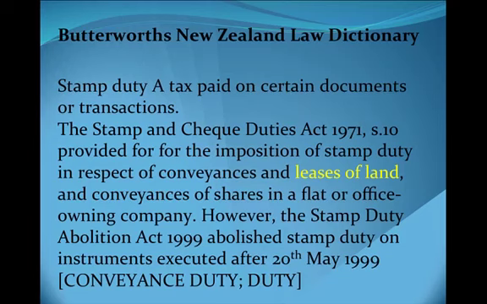It says stamp duty, a tax paid on certain documents or transactions. The Stamp and Cheque Duties Act 1971, Section 10, provided for the imposition of a stamp duty in respect of conveyances and leases of land. There's another way. We are leasing our own land. And conveyances of shares in a flat or office-owning company. However, the Stamp Duties Abolition Act 1999 abolished stamp duty on instruments executed after the 20th of May 1999. Well, that's what that act says, but is that the actual thing?